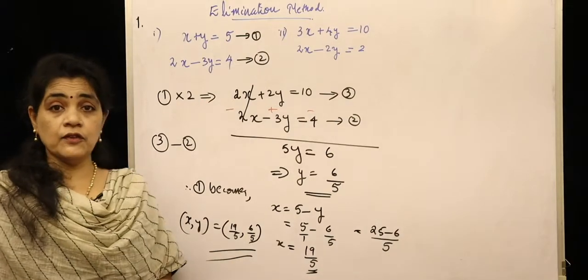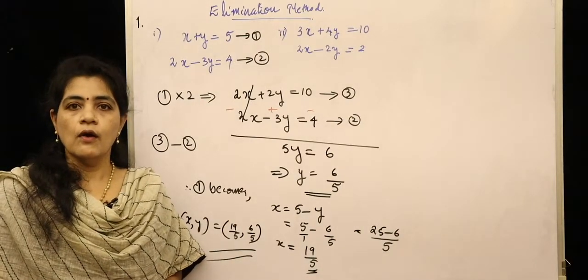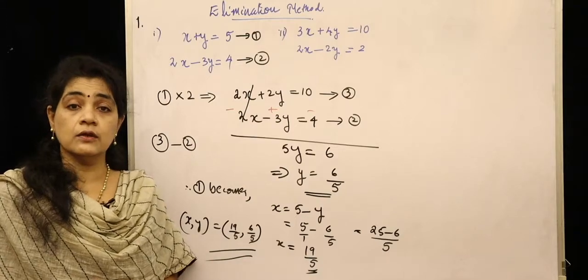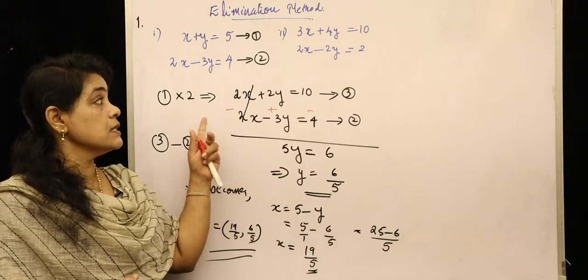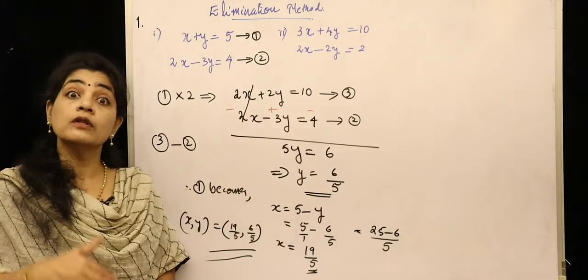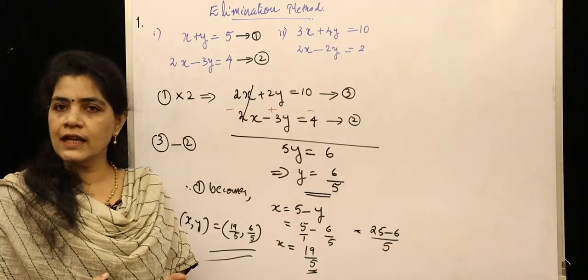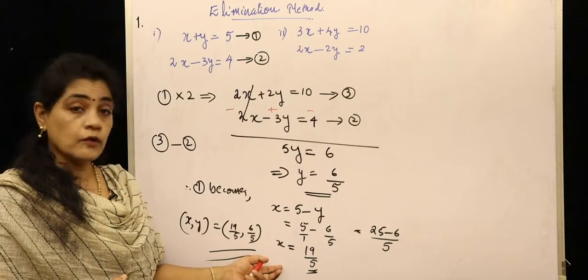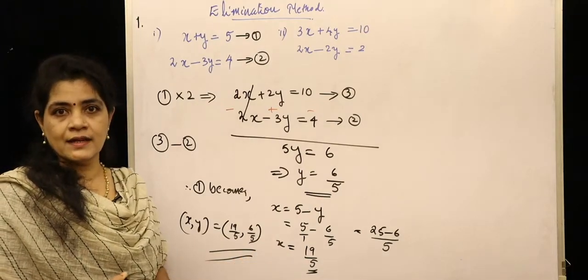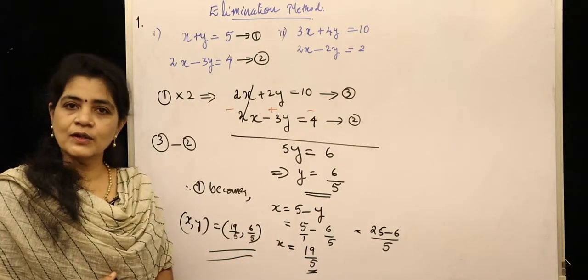This is entirely different from the substitution method. In the question we have to find the values of x and y using both the elimination method and the substitution method. I think the substitution method is now very clear to you. Now you can follow this elimination method to get the answer. This is all about the first question.